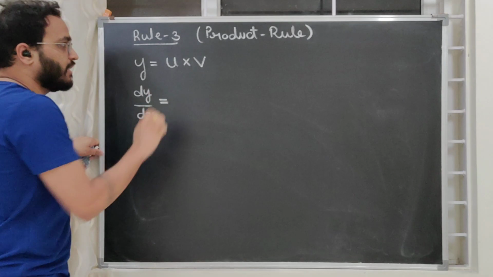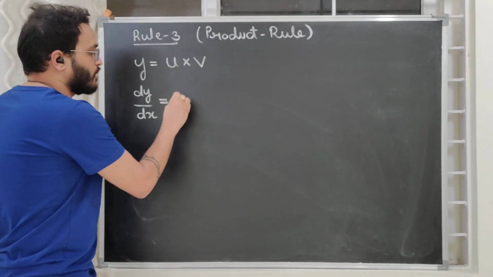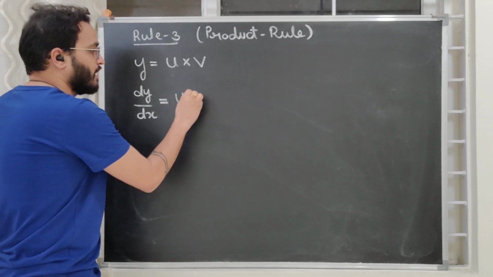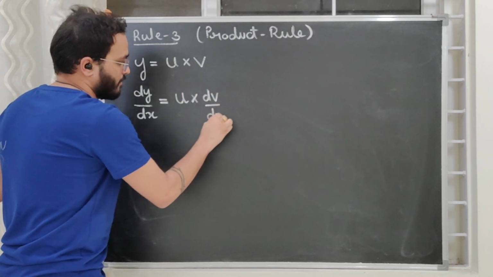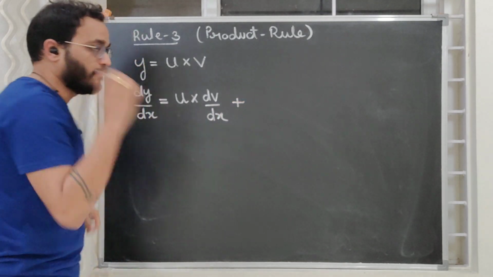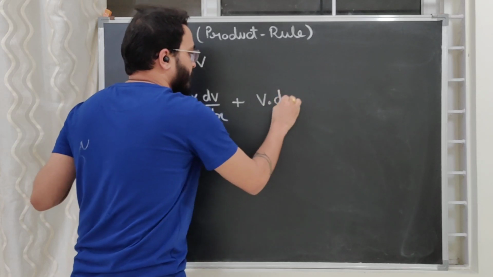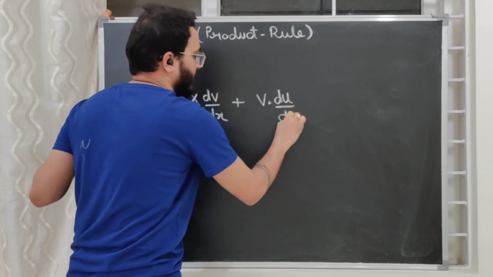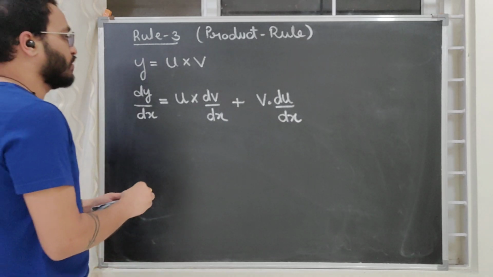You will say, sir, in this particular rule, we will first keep u as a constant, right? And differentiate v. And then what are we going to do? We are going to keep v constant and differentiate u. Like this. Can you see that? So this is the whole product rule.